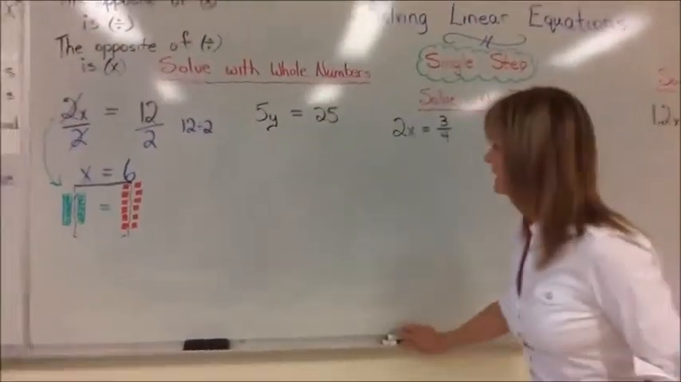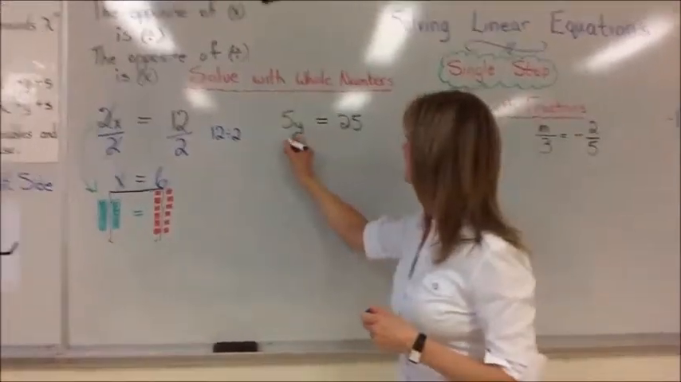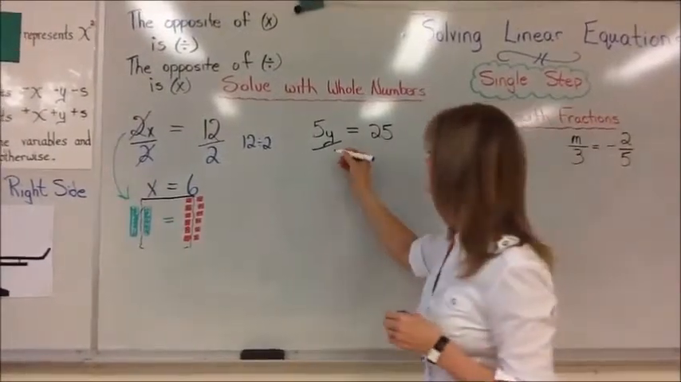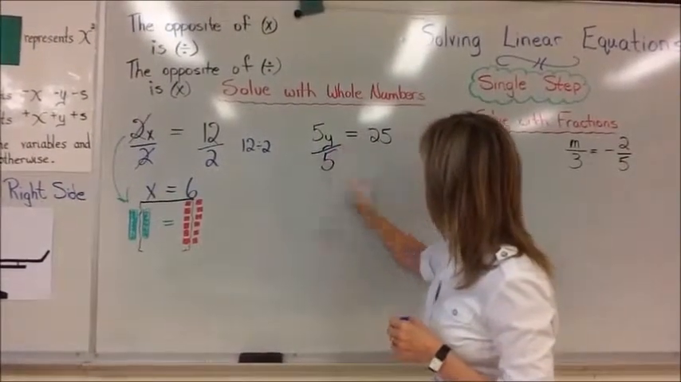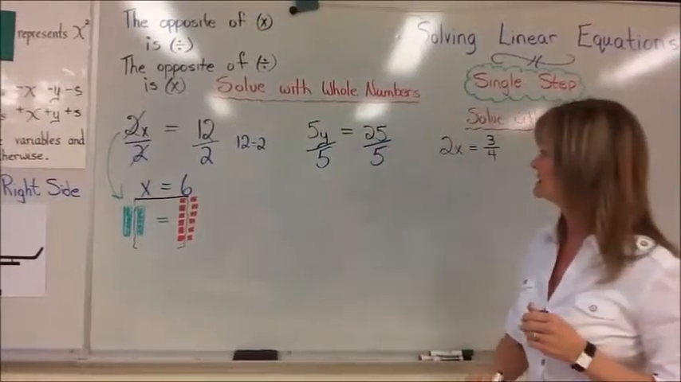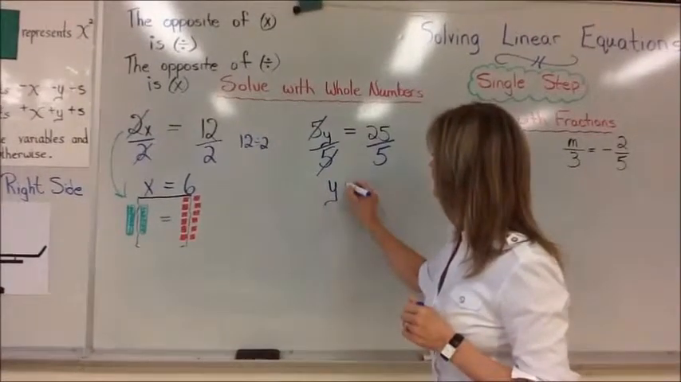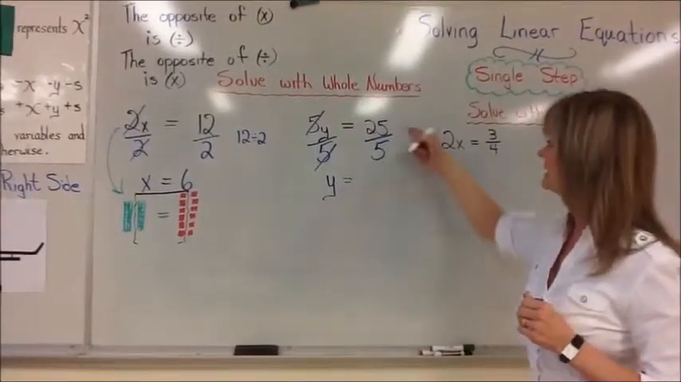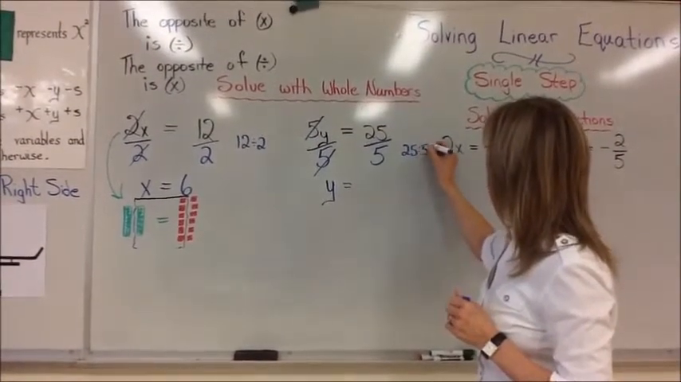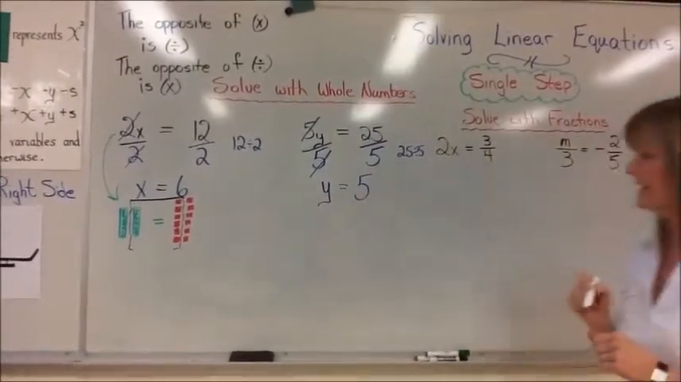Again, the opposite of multiplying is dividing. You're going to take the number that is with that variable. y is your variable, 5 is your number, so we are dividing by 5. What we do to one side, we do to the opposite side. This zeroes that 5 out. You're left with y on the left-hand side. This really means 25 divided by 5, and your answer is 5.